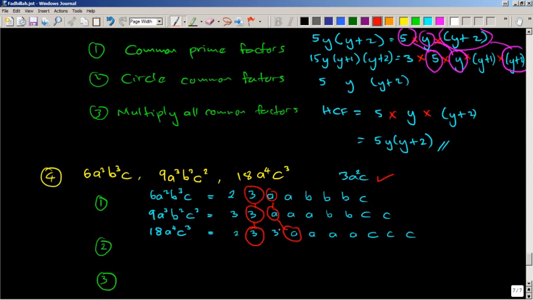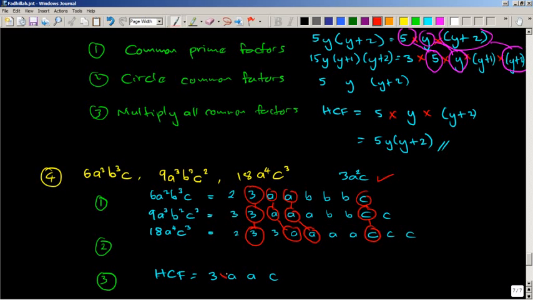Kan? Ada lagi? Sekali lagi. Kan? B ada tak common factors? Tak ada. No, because di sini tak ada B kan? So B is not a common factor. Yeah. At C? Yes, C. Ada lagi tak? Tak ada. No more. So HCF is list down all the common factors, which is 3A, C.